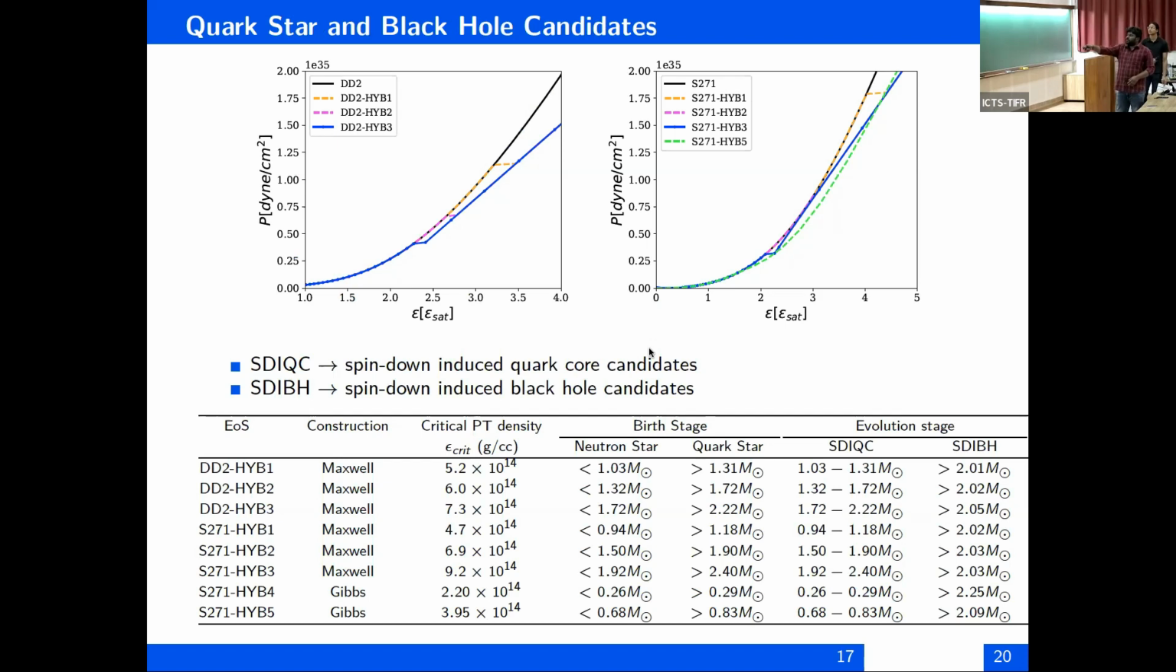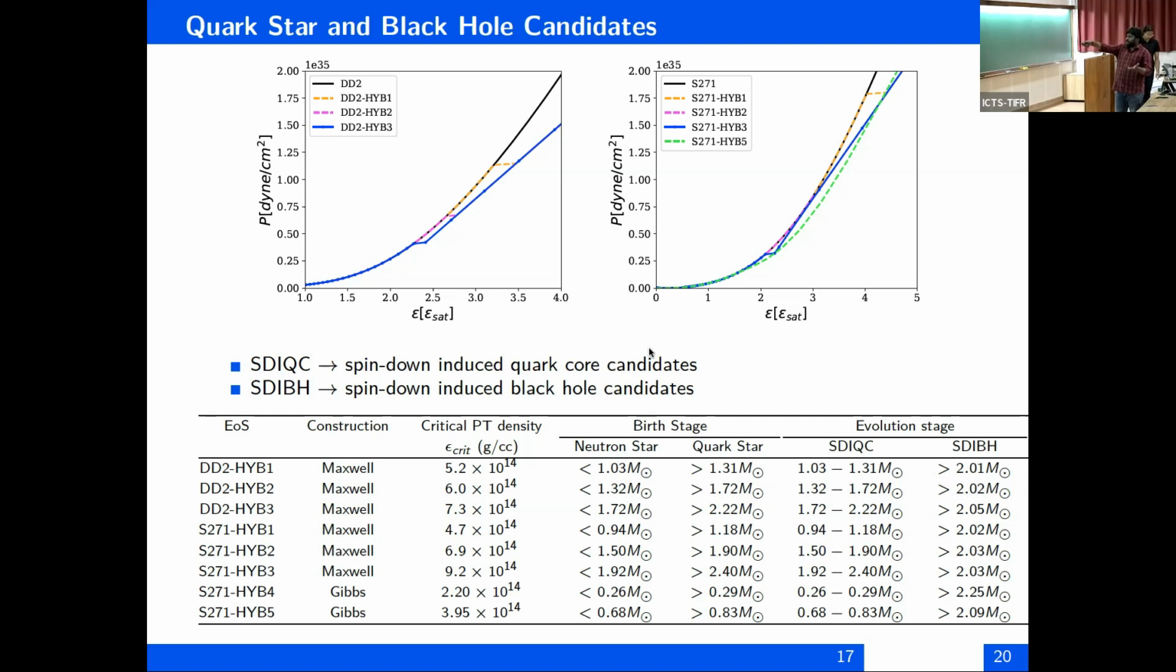Overall, since the equation of state is uncertain, the mass ranges of the quark star candidates or the black hole candidates which can come from neutron stars differ, because we don't know which exact equation of state is followed in nature. So I carried out the analysis with different equations of state. This is the mass range for neutron stars at the birth stage, and this is the mass range for quark stars at the birth stage. At the evolution stage, these are the quark core candidates' mass ranges, and these are the mass ranges for black hole candidates. If a neutron star is above 2.05 solar masses, when it slows down, it will become a quark star.